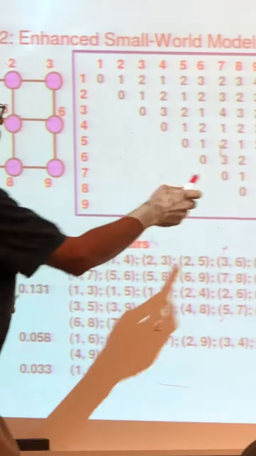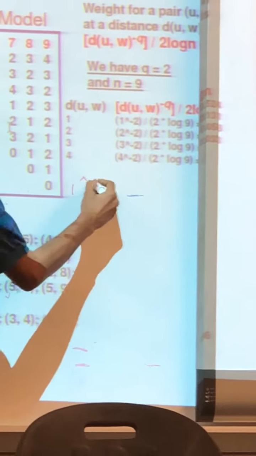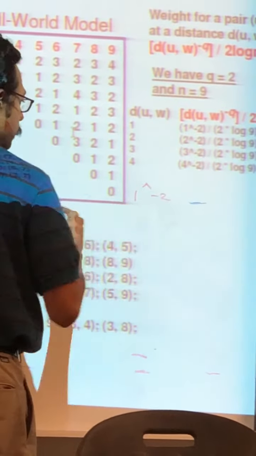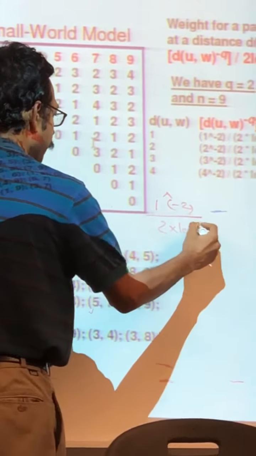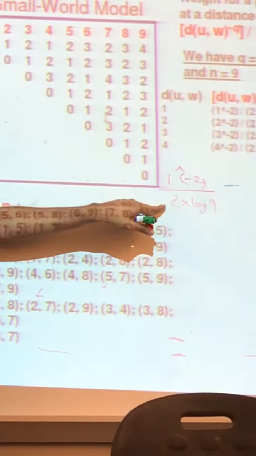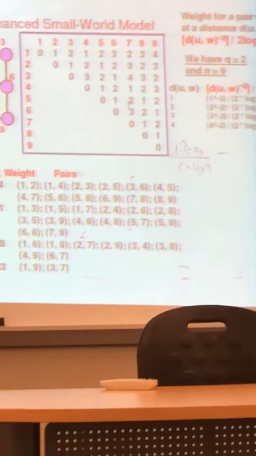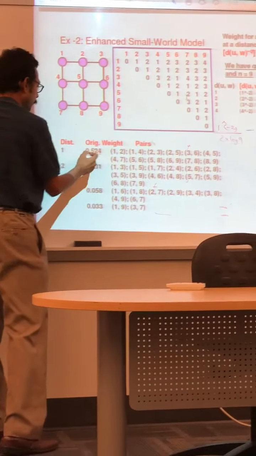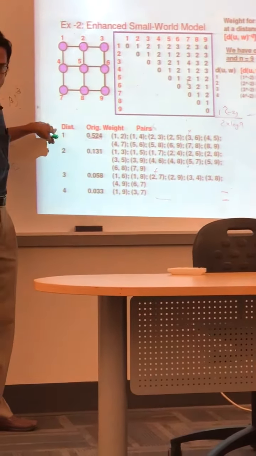So you would do something like what I showed. For distance of 1, 1 raised to negative 2 divided by 2 log 9. So 1 raised to negative 2 is 1 divided by 2 log 9. So the weight came up to be 0.524 for a distance of 1.